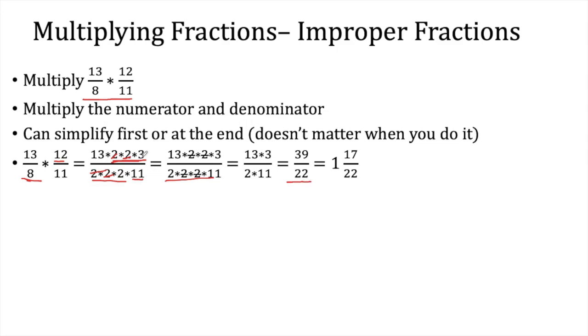As you can see, this entire multiplication has been made much simpler when you remove all the common factors in the beginning itself before multiplying the two fractions. So 22 goes into 39 once, and the remainder is 17. Our final fraction in mixed number form is 1 and 17 divided by 22.